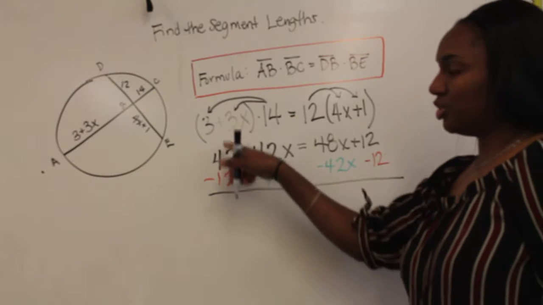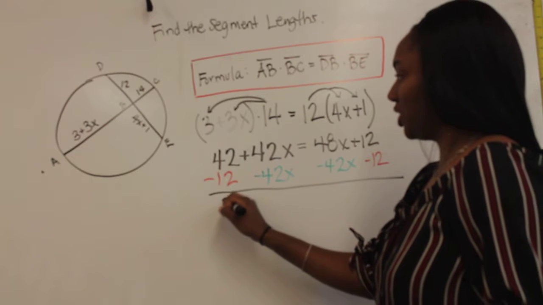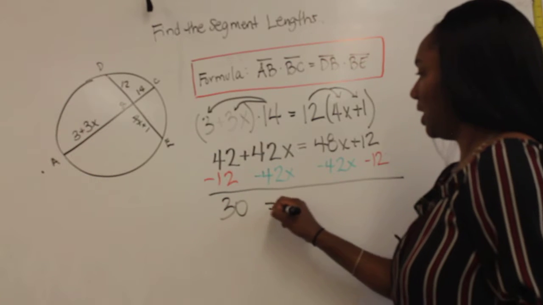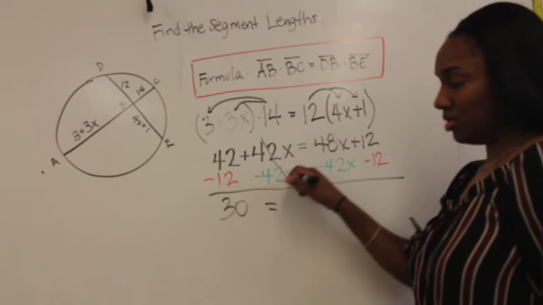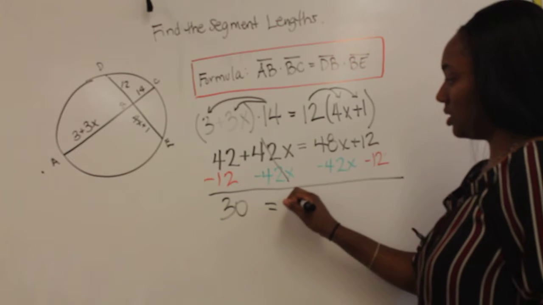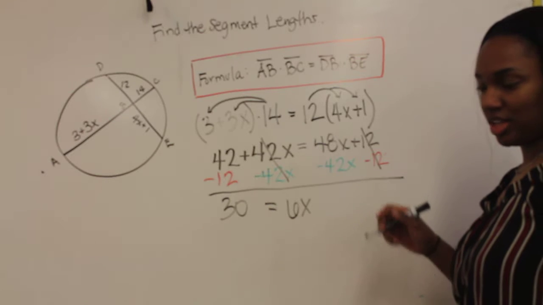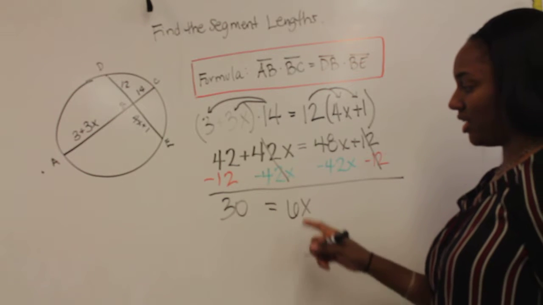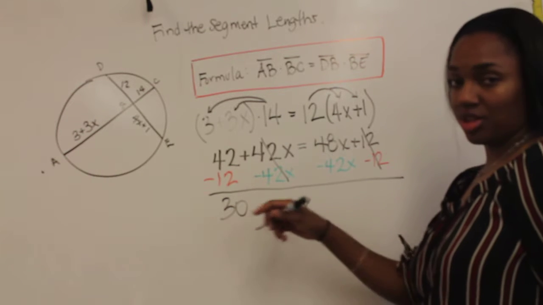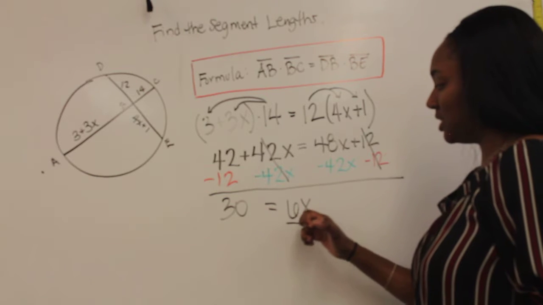Now, 42 minus 12, that gives you 30. This cancels. This becomes 6x, and then the 12 and the negative 12 cancel. So now here I have 6x is equal to 30. Divide both sides by 6.